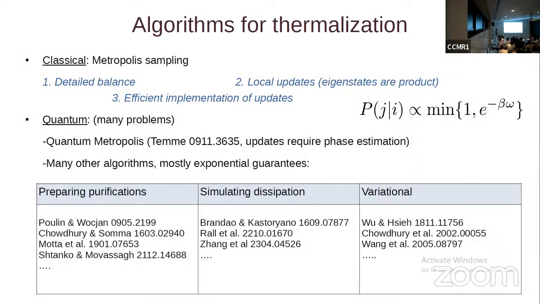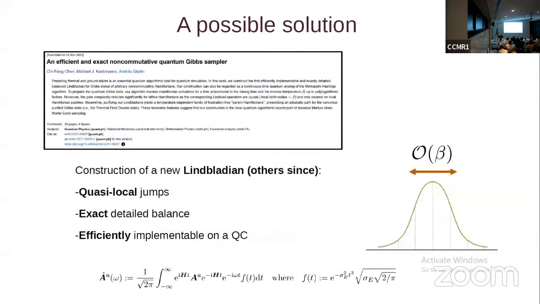And there are other works going in this direction. There's really a lot of literature, but they only come with exponential guarantees, in the sense that we only know that it might take exponential time in system size to prepare Gibbs states with these samplers, even for high temperature Gibbs states. Now, there has been a recent paper where they construct a new family of Lindbladians. As I said, there's been a lot of activity in this corner of the literature. There have been some other constructions since.